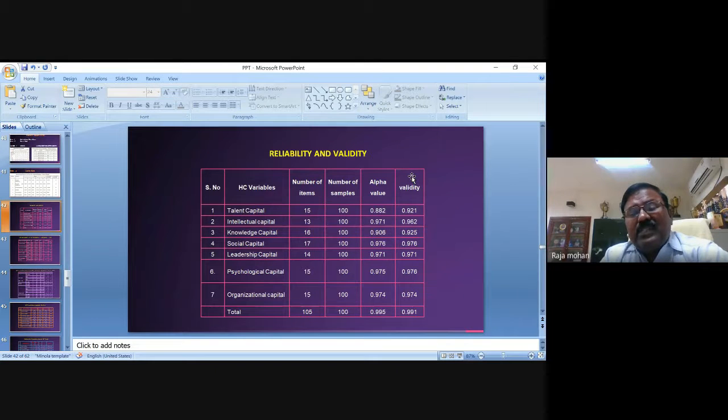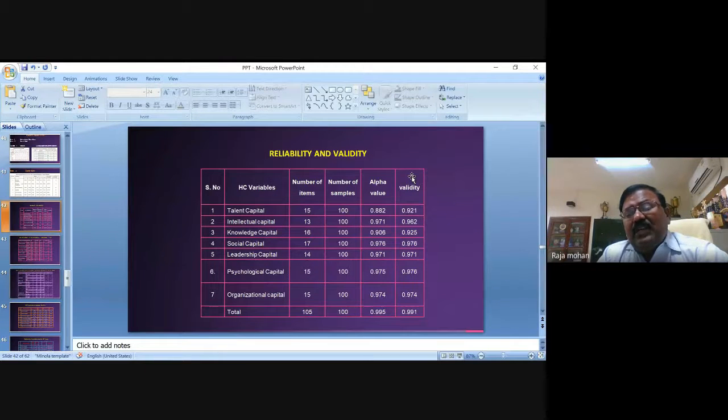And sample, because it is a pre-test, he has taken 100 respondents for the pre-test, and the alpha value he got like this. What we learned earlier: when the value is more than 0.6, it is all right, and even more than 0.5 is also acceptable. But if it is more than 0.6, it is good. But here the value is more than 0.9. For 0.8 and 0.9, it is good, and it is highly acceptable.